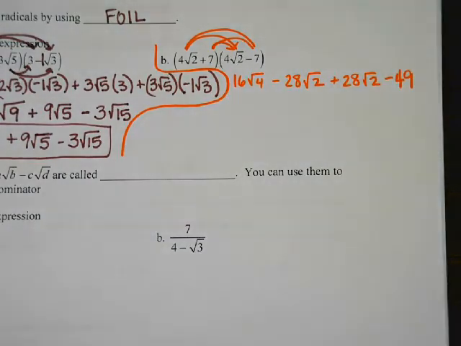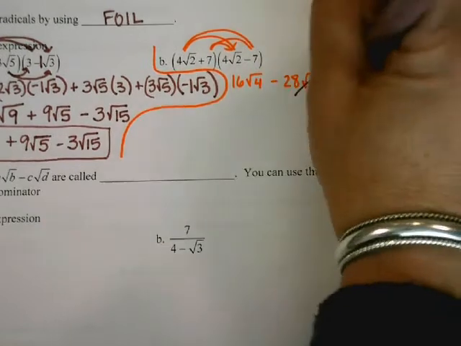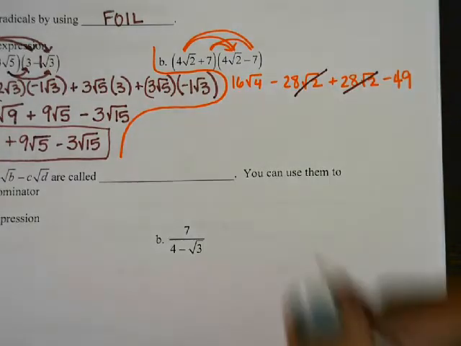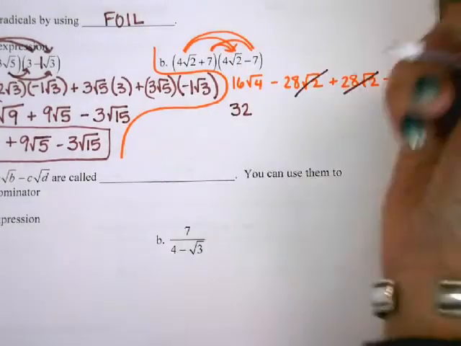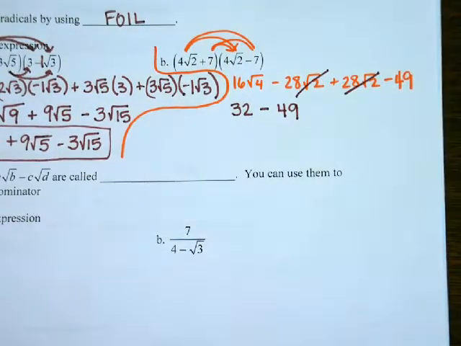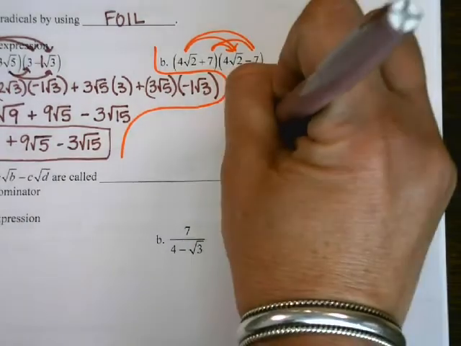Okay, so when you FOIL it out, you end up with that. First up, you get 16 root 4 minus 28 root 2 plus 28 root 2 minus 49. What happens to those 28 root 2s? They cancel out, right? Okay, so that's nice. And what do you know about 16 square root of 4? Square root of 4 is 2, and 2 times 16 is 32. So 32 minus 49 gives me negative 17.